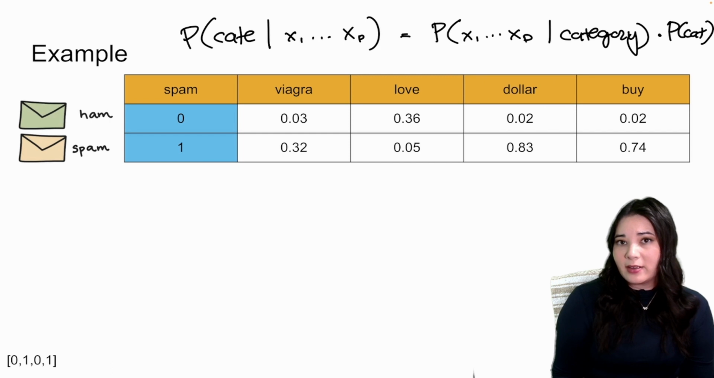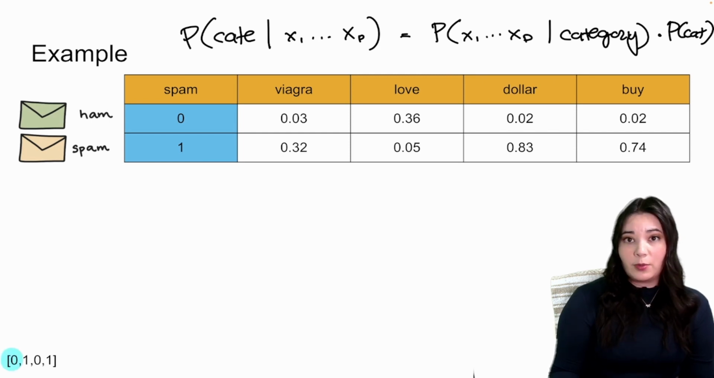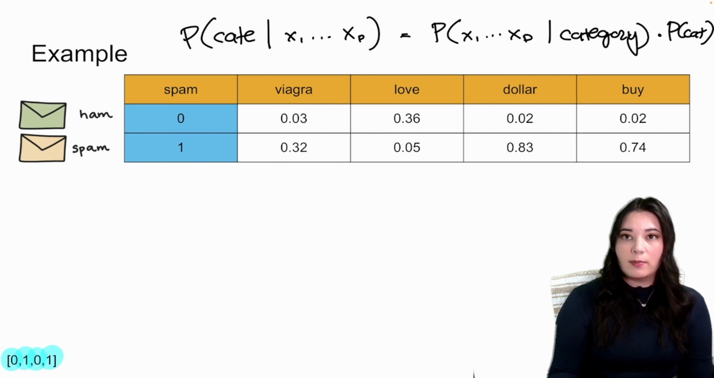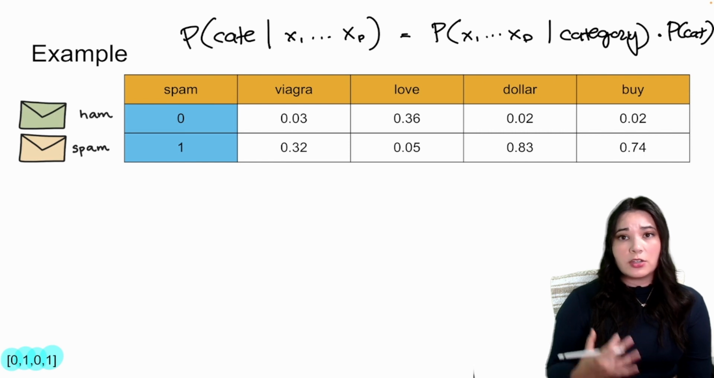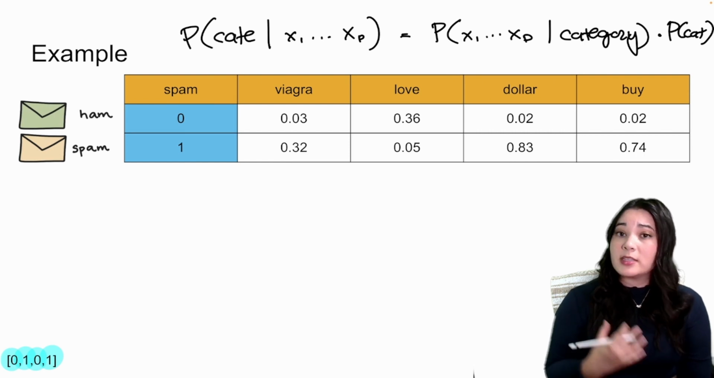Let's say that you're looking at an email that says, "Hey Chelsea, I would love to buy you lunch, call me back." That email does not have the word Viagra. It does have the word love. It does not have the word dollar, and it does have the word buy. So let's use those features to predict whether or not this email is a spam email.